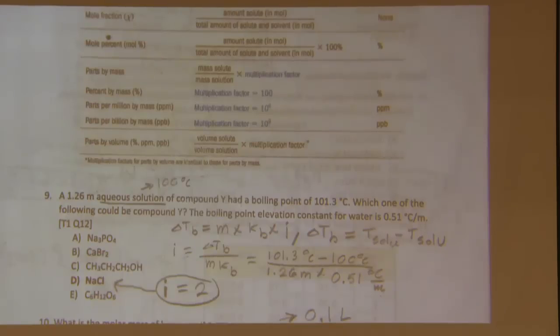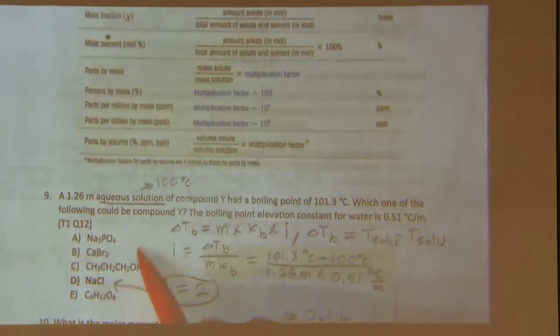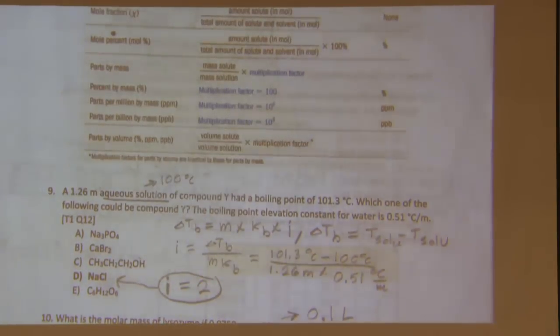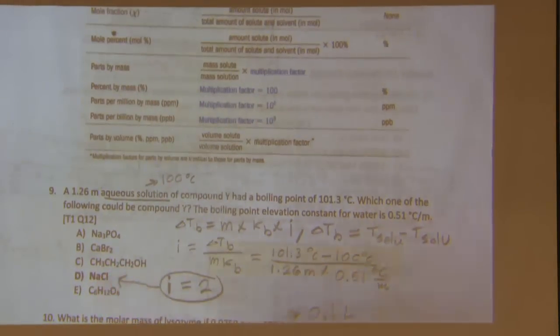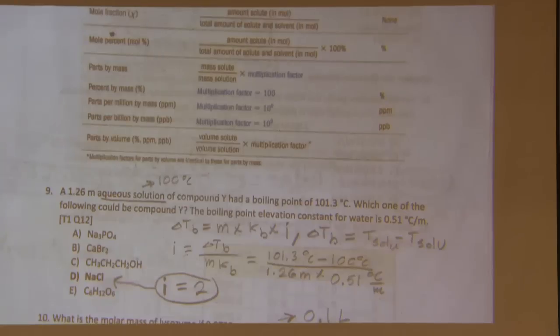And i stands for the number of particles that the compound is going to break down into if we dissolve it in water. So for example, NaCl, which is going to be our answer, I'll show you how. If I put NaCl in water, how many pieces is it going to break into? Two pieces, Na and Cl. So what's the Van't Hoff factor for NaCl? It's that simple, okay? So make sure you can find the Van't Hoff factor for any one of these compounds. Don't forget that if it's not an ionic compound like this, it is just 1.